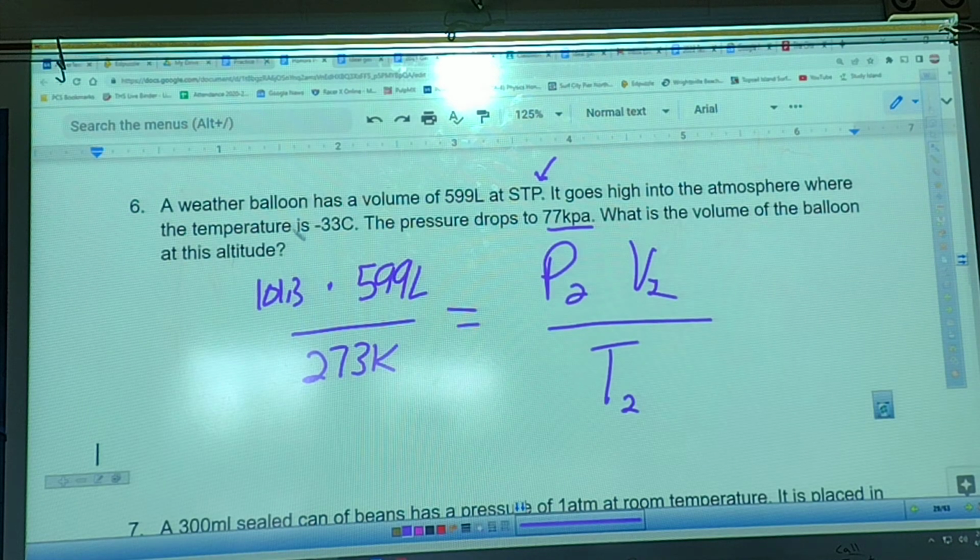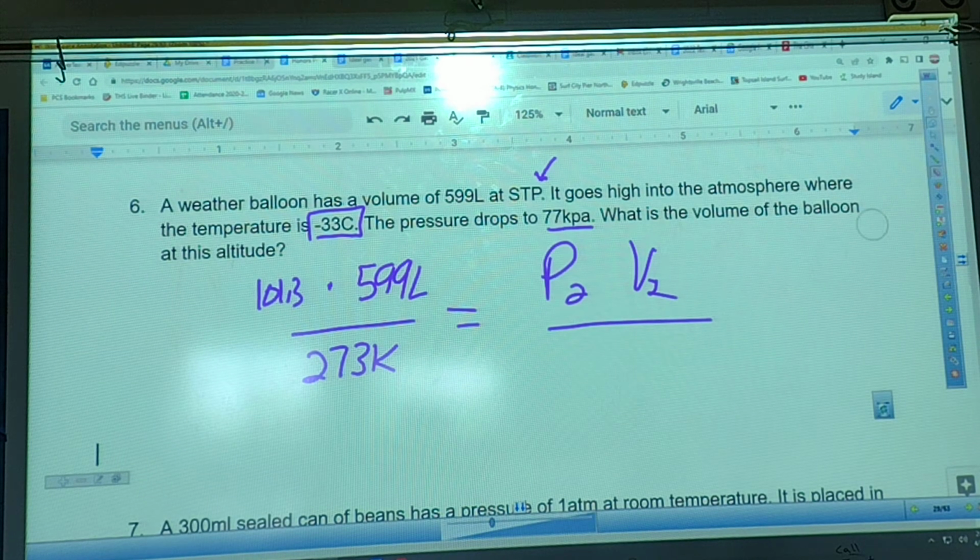All right. It goes high into the atmosphere where it gets down to negative 33 Celsius. Well, our temperature has to be in Kelvin. So we would say 273 minus 33. That gives us 240 Kelvin.